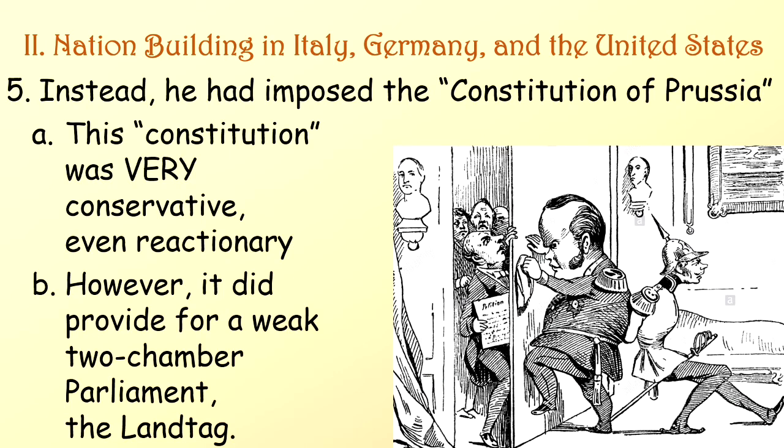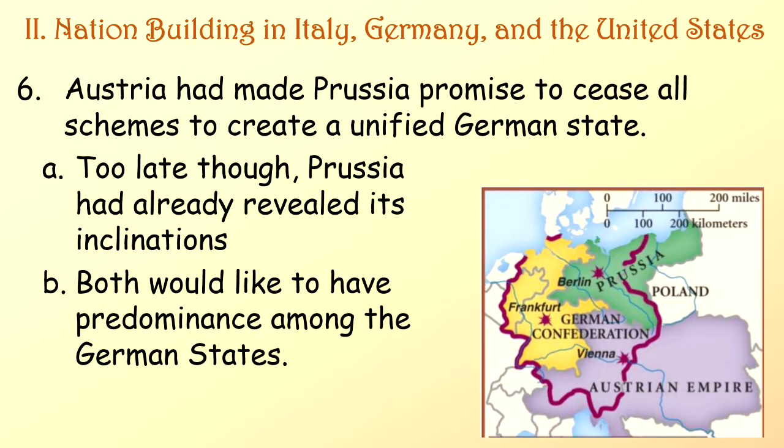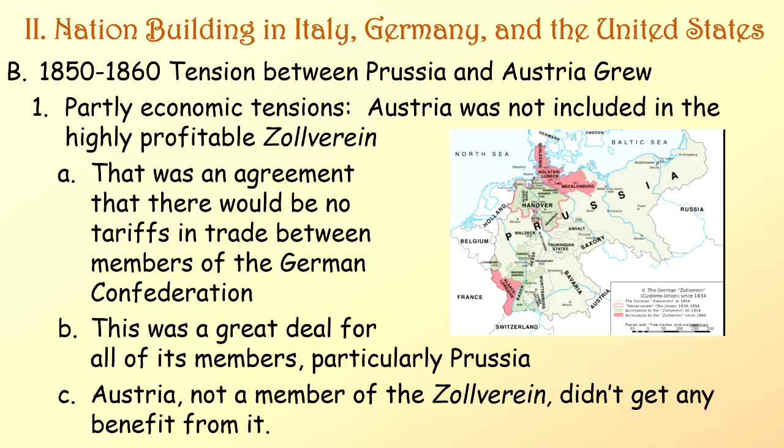Instead, Friedrich Wilhelm IV had imposed the Constitution of Prussia. This constitution was very conservative, even reactionary. However, it did provide for a weak two-chamber parliament, the Landtag. Austria had made Prussia promise to cease all schemes to create a unified German state. Too late, though, Prussia had already revealed its inclinations. Both countries wanted predominance among the German states.